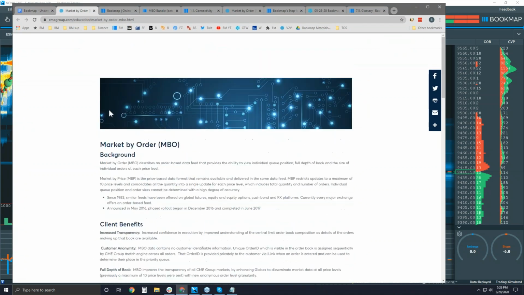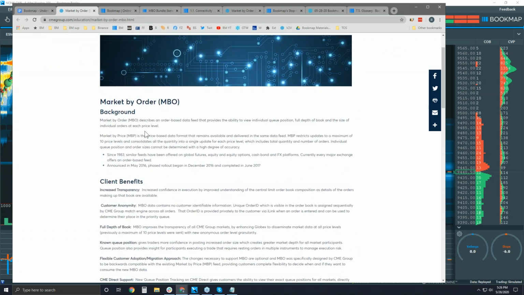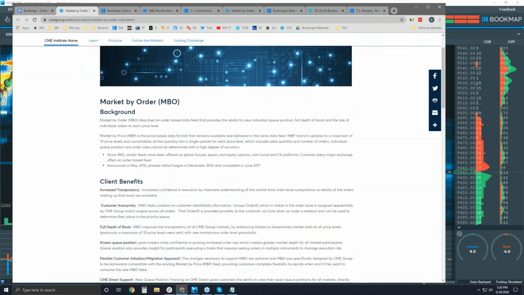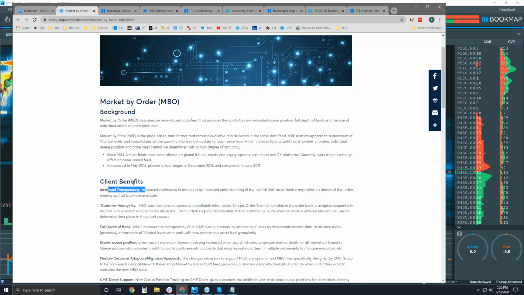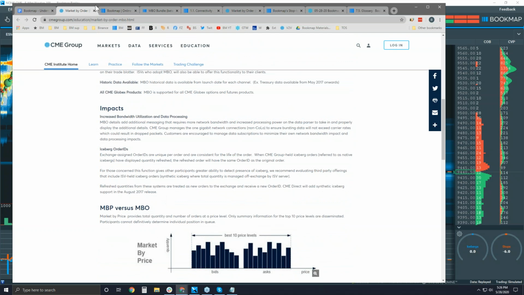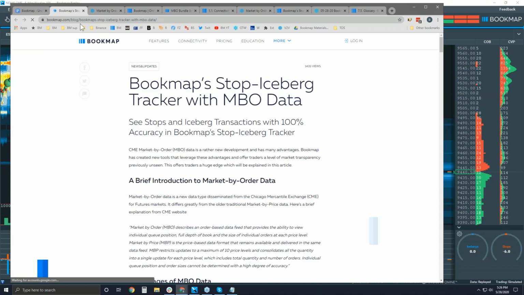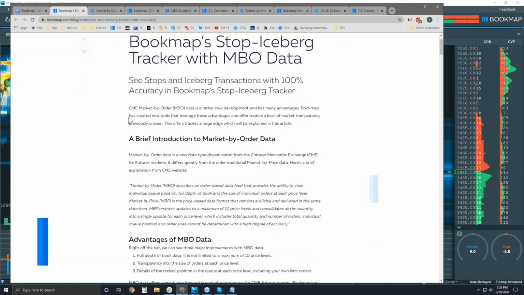But here's the market by order data from the CME Group. This has been up for like 3 years. If you want to understand what it is, you can read about it here. Understand the level of transparency. Increased transparency is one of the benefits they offer immediately. This is pretty objective information. Now we also have a blog, and we wrote an article that goes through all the details here. You can read about it here.